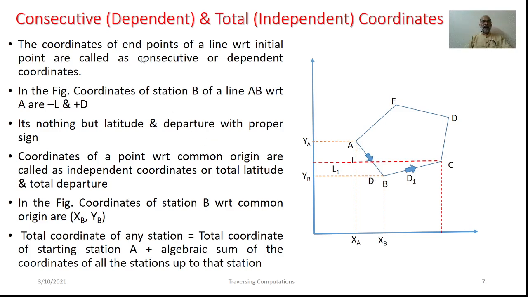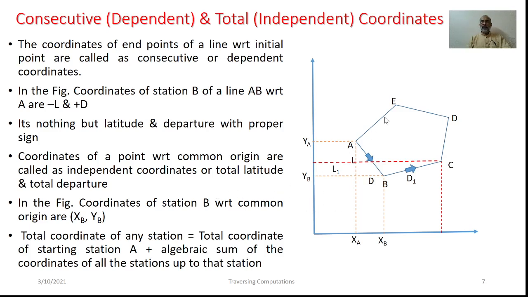Here, as you see, these dependent coordinates are nothing but latitude and departure with their proper sign, as we discussed in the previous slide. Whereas, if we work out the coordinates of any station with respect to the common origin, they are called independent coordinates, or the total latitudes and total departures, or total coordinates.